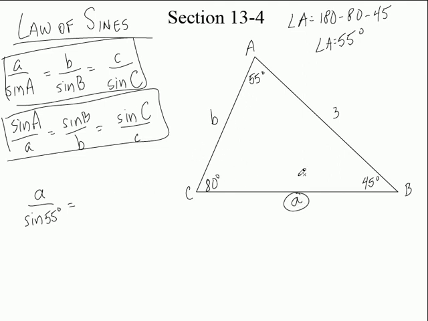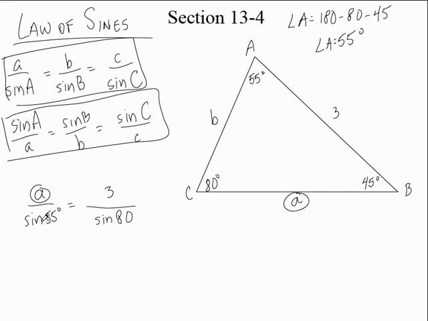So a over sine of a equals what? I need to know the next two. 3 over sine of 80. Okay, so 3 over the sine of 80. Now this is where it's kind of nice. If I would have used this, the a would have been on the bottom. I'd cross multiply. I can do that. It's just a little bit more algebra than I really want to do. Since a is already on top, all I got to do is just get rid of the sine of 55.